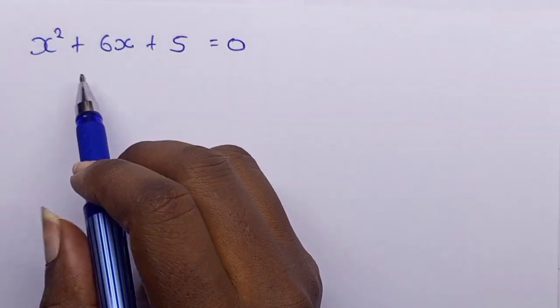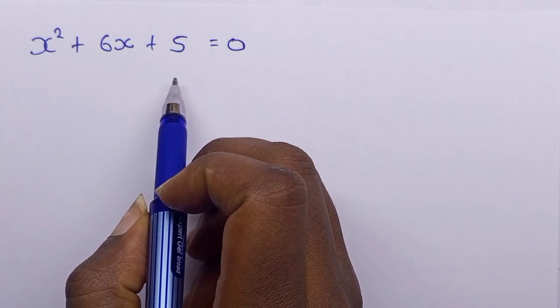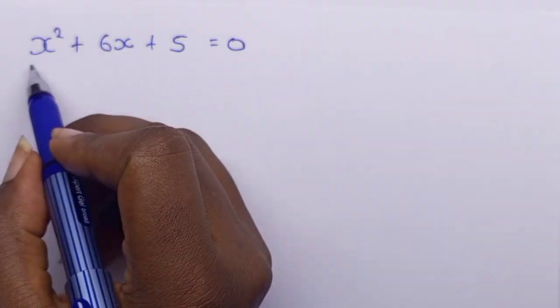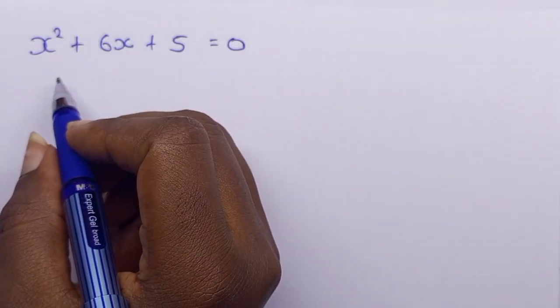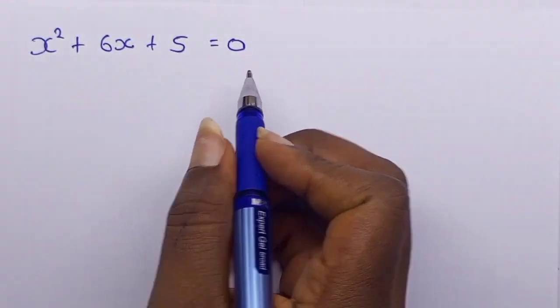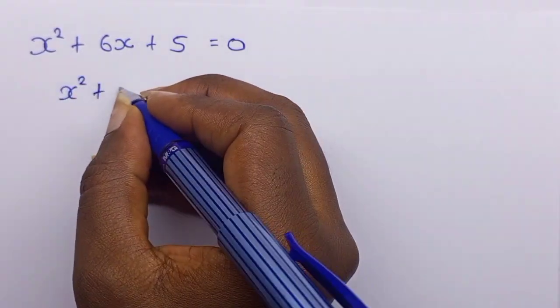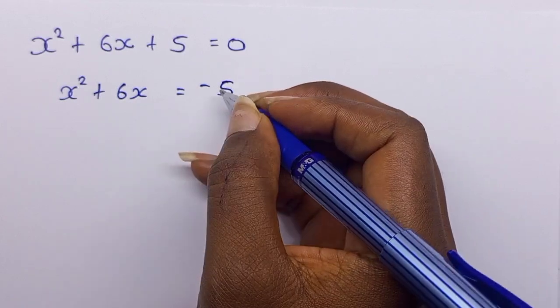Let us solve this by completing the square. So x squared plus 6x plus 5 is equal to 0. What we do first, since the coefficient of x squared is 1, we don't need to divide anything. We just proceed by taking the constant to the other side. So we shall have x squared plus 6x being equal to negative 5.